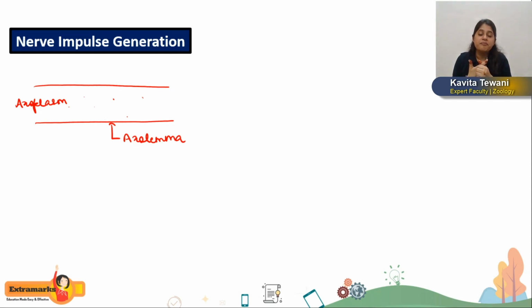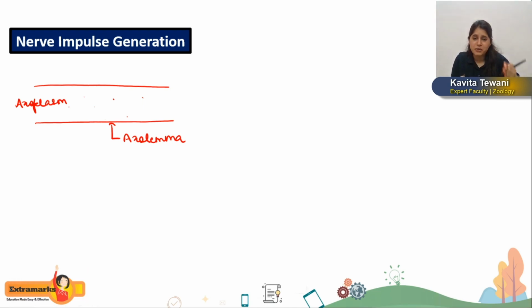Second step would be depolarization. And the final step will be repolarization. Polarization, depolarization, and repolarization. So this sequence you should know. You cannot change the sequence. And first of all, I'm going to tell you about the very first step.